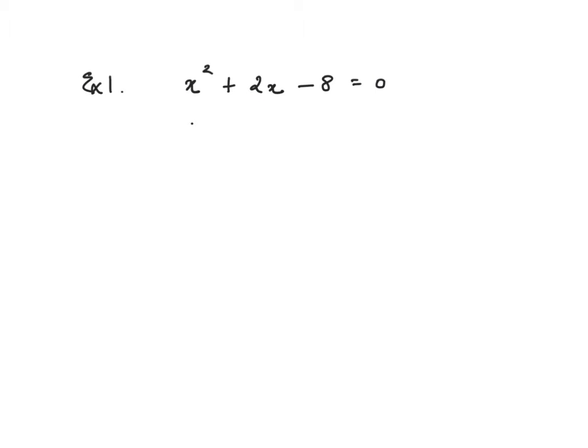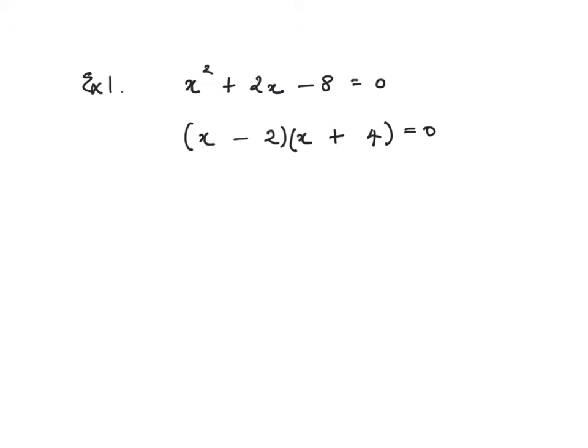Well, that's quite simple. So we're going to have 4 and 2. 4 times 2 is 8. 4 take away 2 will give us 2. Now, we want a plus 2, and the signs are different. So we're going to have a plus 4 and a minus 2. Now, we've done that before.